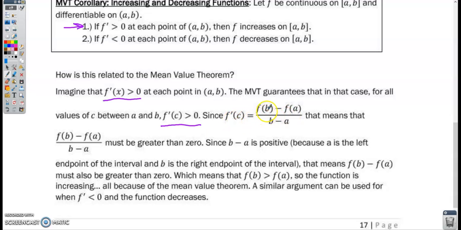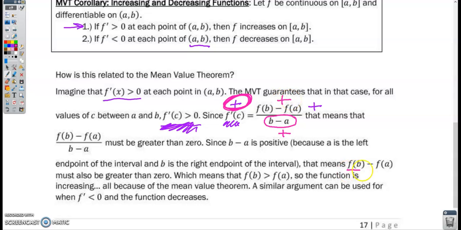Since f prime of c is equal to f of b minus f of a all over b minus a, that's your conclusion of your mean value theorem, and since f prime of c is greater than 0, we know that this is positive, that means that this side of the equation must also be positive. All right, and we're looking at the interval from a to b, which means b is greater than a, which implies that this quantity in the denominator is also positive. And the only way that we can take this fraction and get a positive result is if the numerator is also positive.